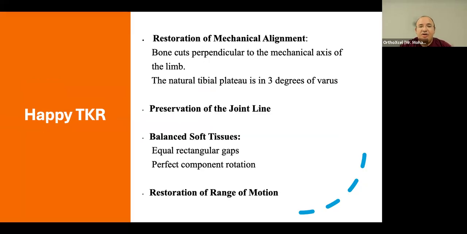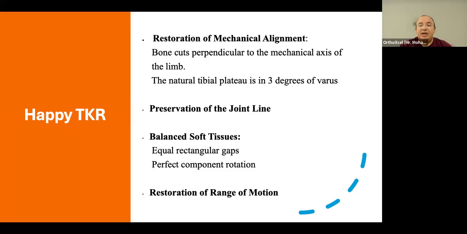So how can you give your patient a happy total knee replacement? That's very, very important as well, because your aim is not to put in a total knee, but to give your patient an improvement of pain and function. So the patient has to have a happy total knee to be a pivotal point in his life. So to have a happy total knee replacement, you have to restore the mechanical alignment of the limb. So you need to have long film views for that, to be aware of the mechanical axis of the limb and the anatomical axis of the limb.